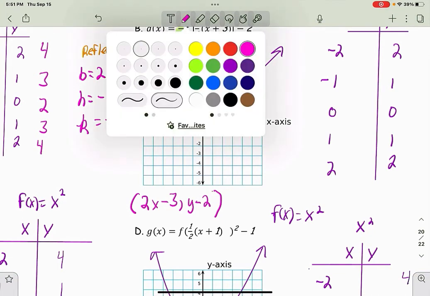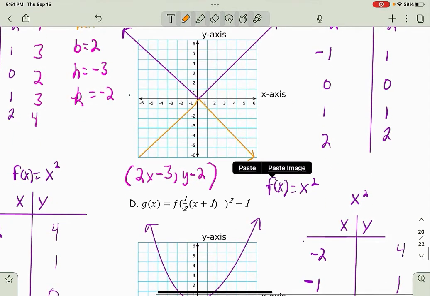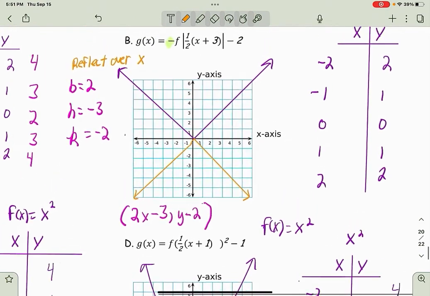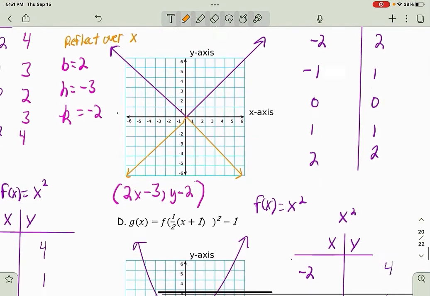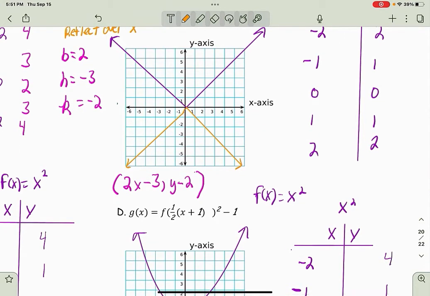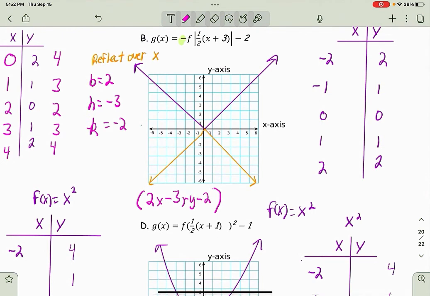So the first thing I'm going to do is do our reflection over the x-axis. So this is our parent function reflected over the x-axis. Now you'll see, as we plot our points, you'll see that our reflection is going to work here. So with our reflection over the x-axis, we're going to make this y actually negative to reflect that. No pun intended.